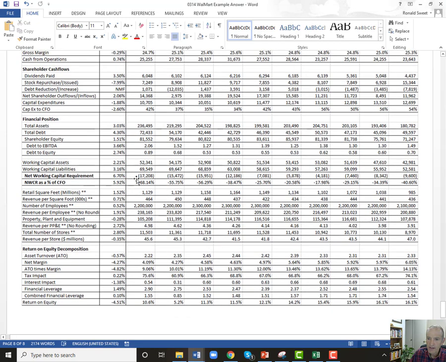So there it is right there for Walmart. Their working capital assets are $52 billion. Their working capital liabilities are $69 billion. So their working capital requirement is a negative number, negative $17 billion.